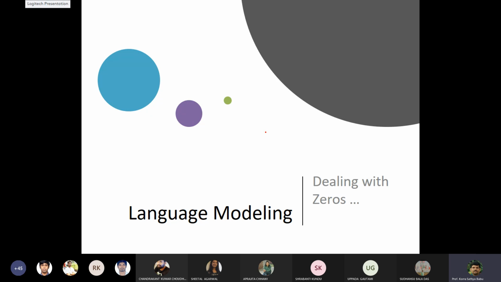But one of the major things that we need to see in language modeling is dealing with zeros. Dealing with zeros means the occurrence of those words will be nullified, it will be zero, right? Or those particular occurrences are not available in the literature.